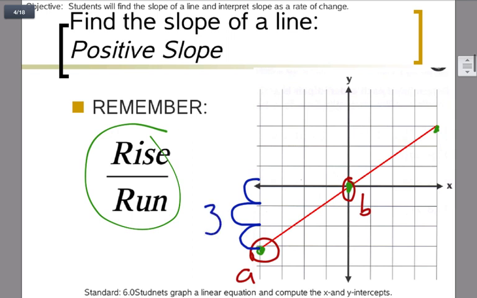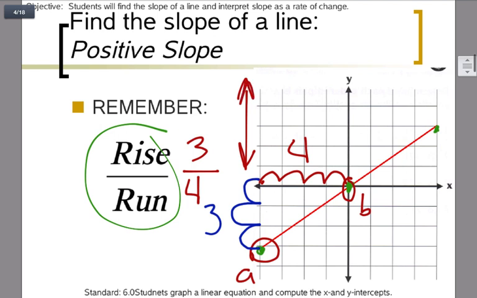So that's the rise of 3. And then I'm going to run to the right. 1, 2, 3, 4. Runs 4. So the rise is 3, the run is 4. And we rise up. We always rise up in terms of up and down. Rise vertically, I guess just to say vertically.